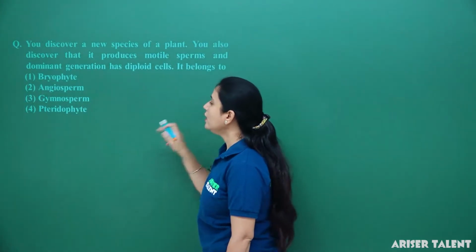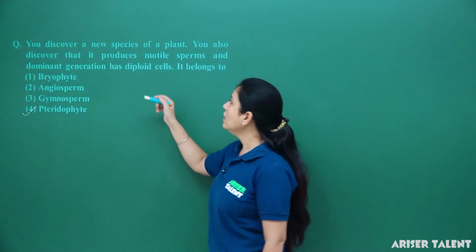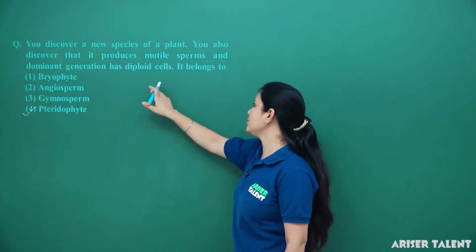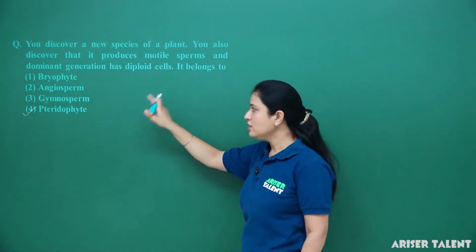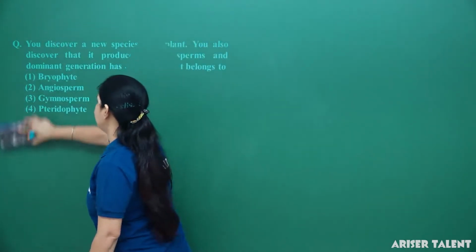They belong to pteridophyte. Why do they belong to pteridophyte? Because they do not have seeds or fruits. So, they generally produce motile sperms and the dominant generation has diploid cells. Clear? So, option 4, that is pteridophyte, is the correct answer of the given statement.